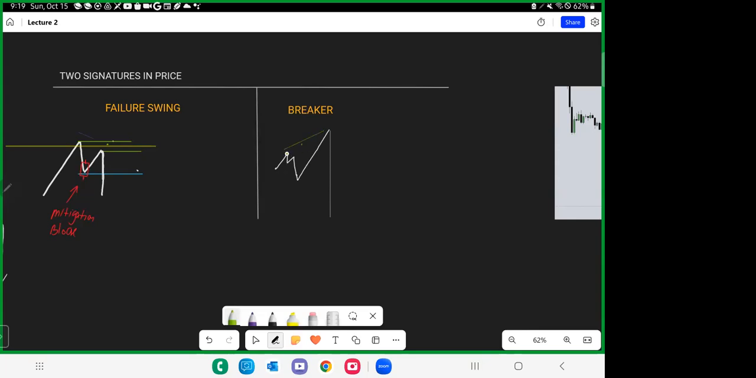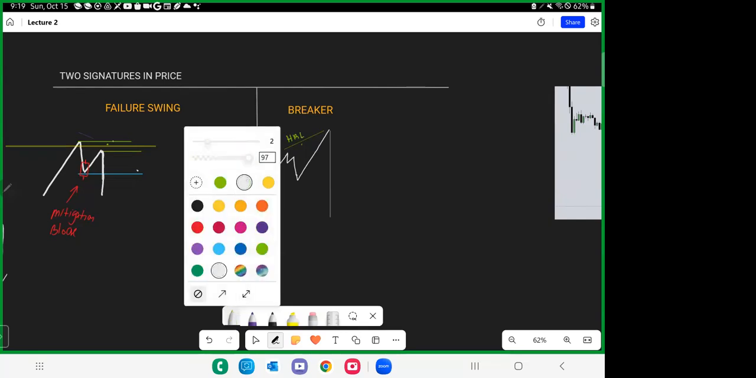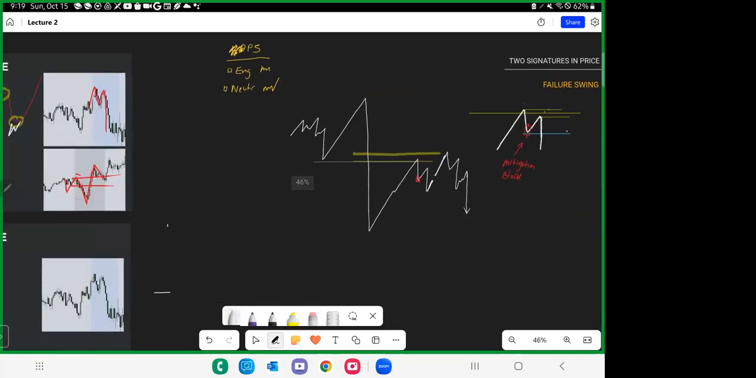The breaker actually runs out the stops before the reversal. In comparison to the failure swing, where stops are not run out. So this becomes a high resistant liquidity signature. When we're saying high resistant, basically what we're saying is price is going to have a much harder time running back through that area. Why? Because liquidity was already swept.